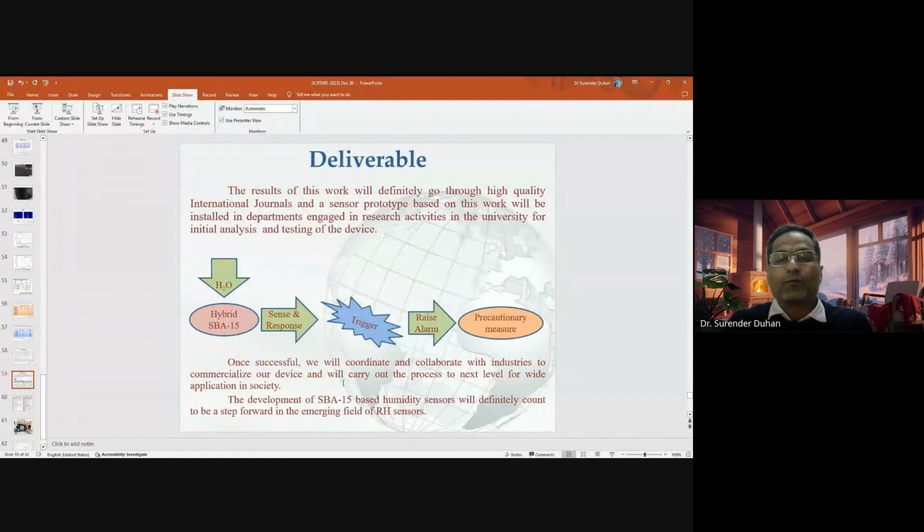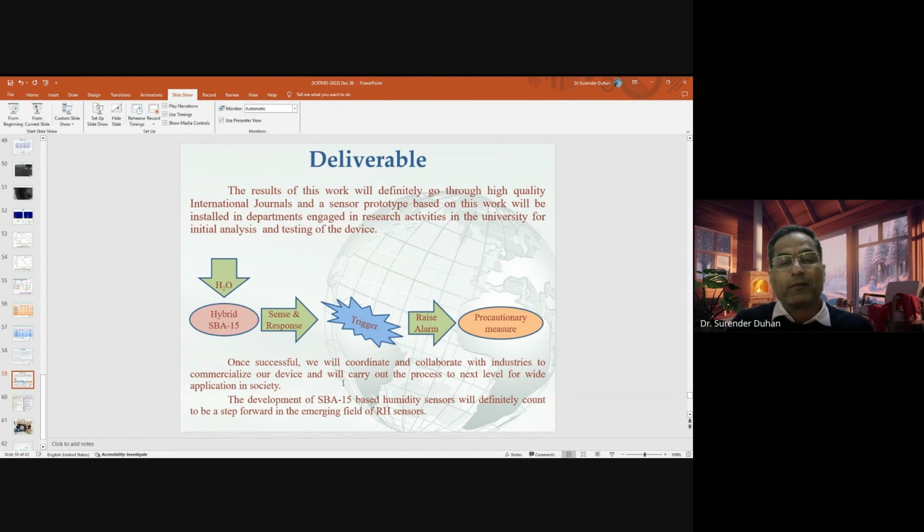The result of this work will definitely go to high quality international journals. This work was published in the RSC Journal of Materials Chemistry A, impact factor 15.5. A sensor prototype based on this work will be installed in a department engaged in research lab activity in the university for initial analysis and testing of the device. We will coordinate and collaborate with industry to commercialize our device and take the process to the next level for wide application in society. The development of the SBA-based humidity sensor will definitely count as a step forward in the emerging field of RH sensors.